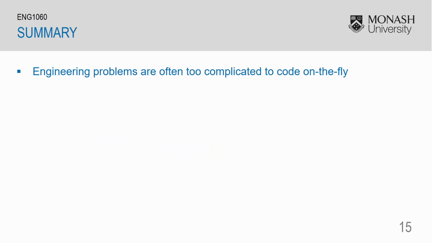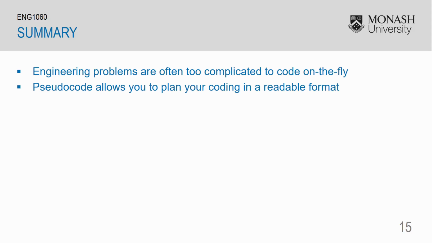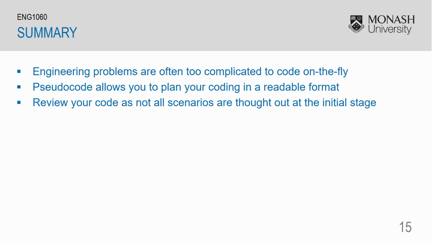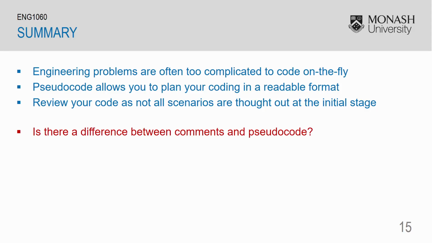So in summary, engineering problems are often too complicated to code on the fly, meaning that we need to write pseudocode to organize our thoughts and allow us to plan in an effective manner. And also it is important to review your code once you have written it, as not all of the scenarios are thought out during the initial stage. As a final thought for this video, is there a difference between comments and pseudocode?